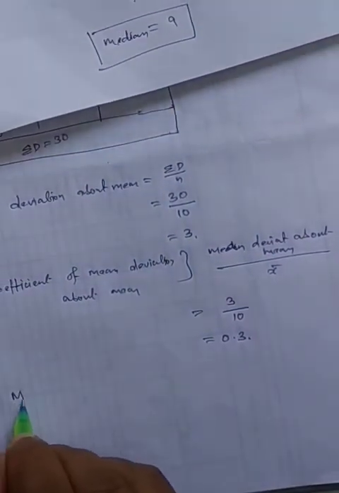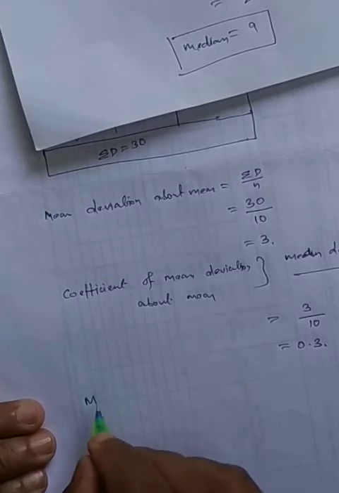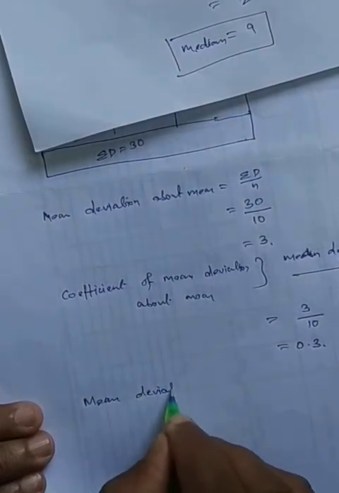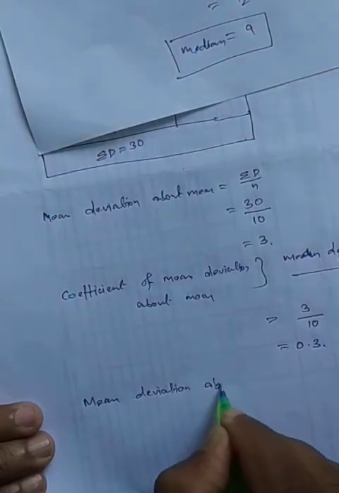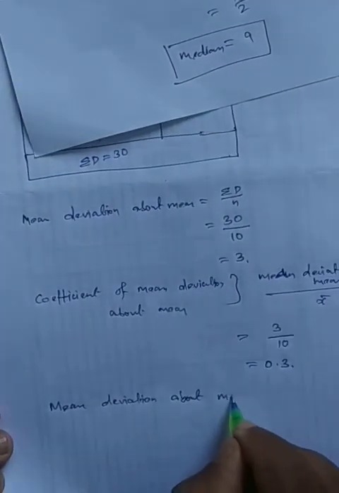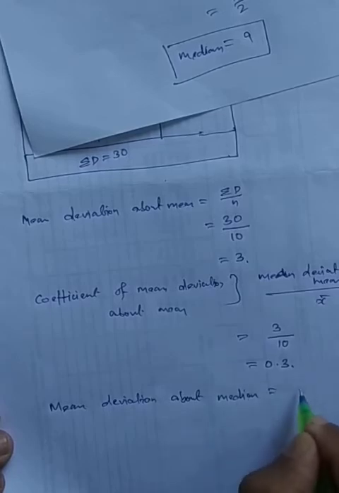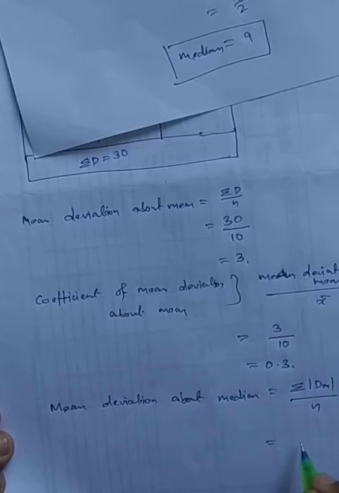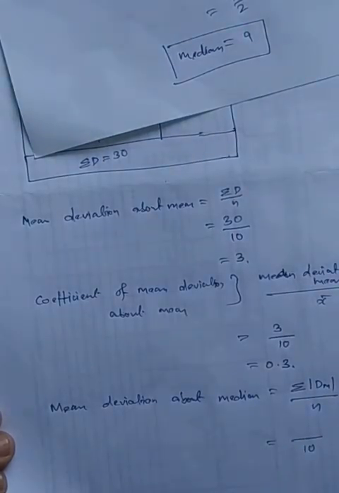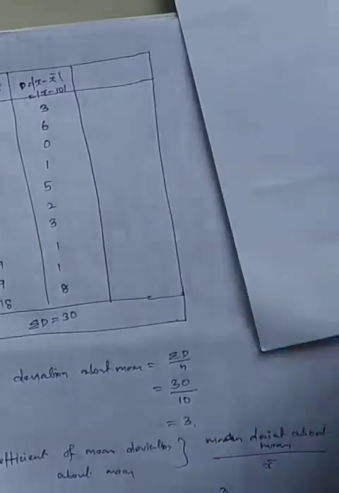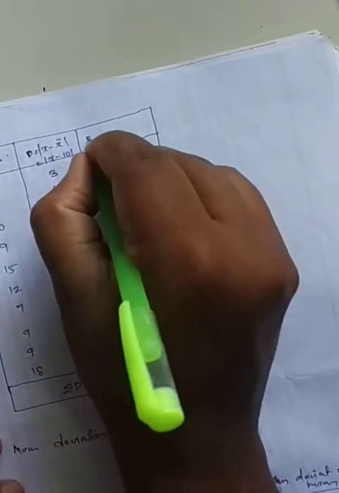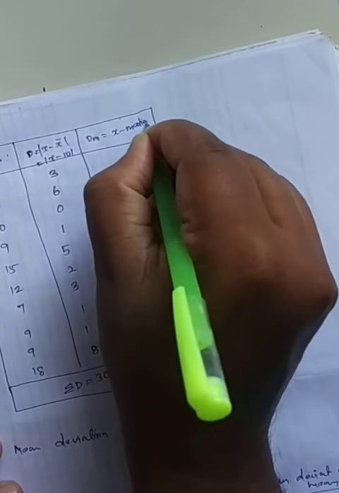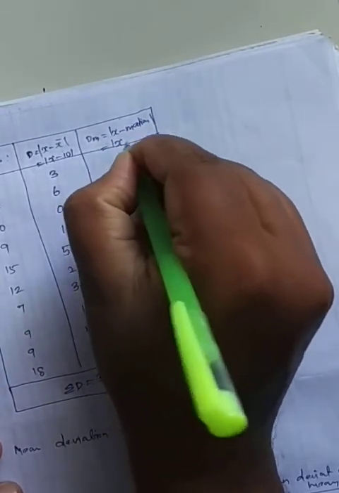Next, what are we writing? Mean deviation about median. What's the formula? Sigma mod dm by n. As you know, n value is 10 only. There is no confusion on it. Only dm we need to find. I'm writing here dm. What's the dm now? X minus median.